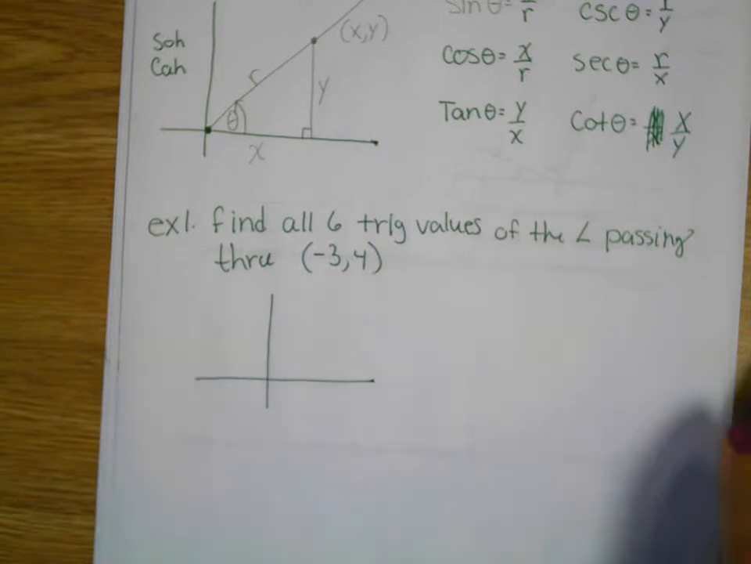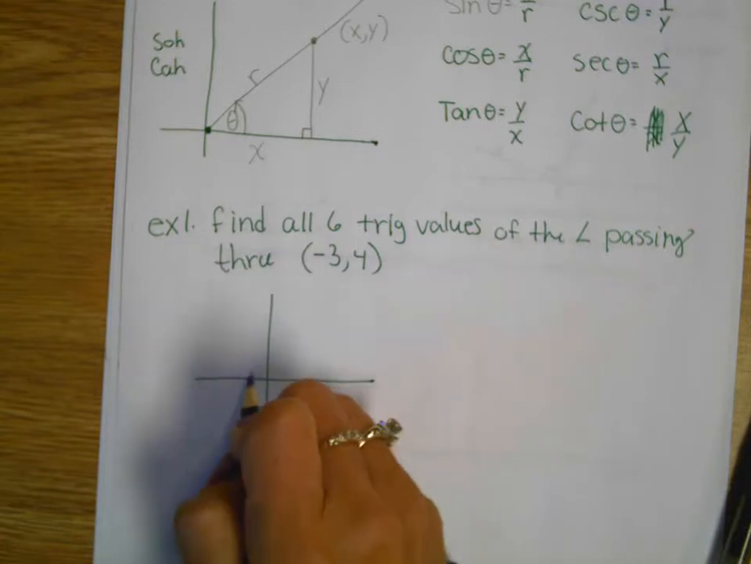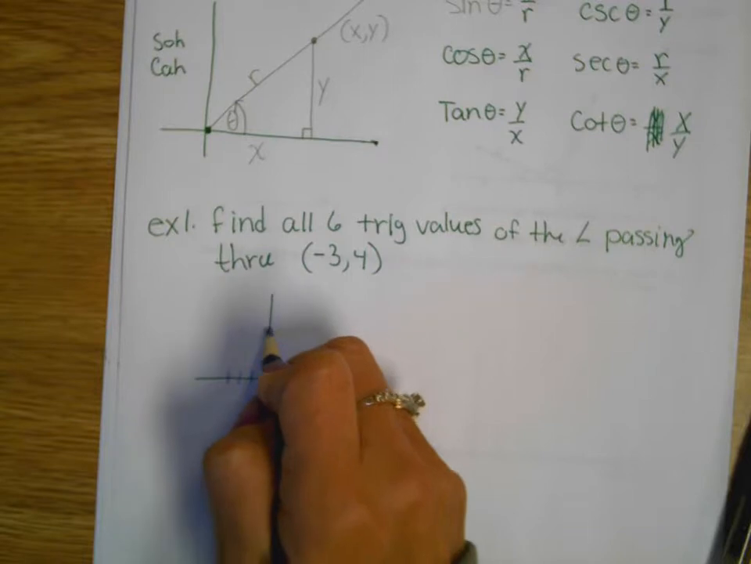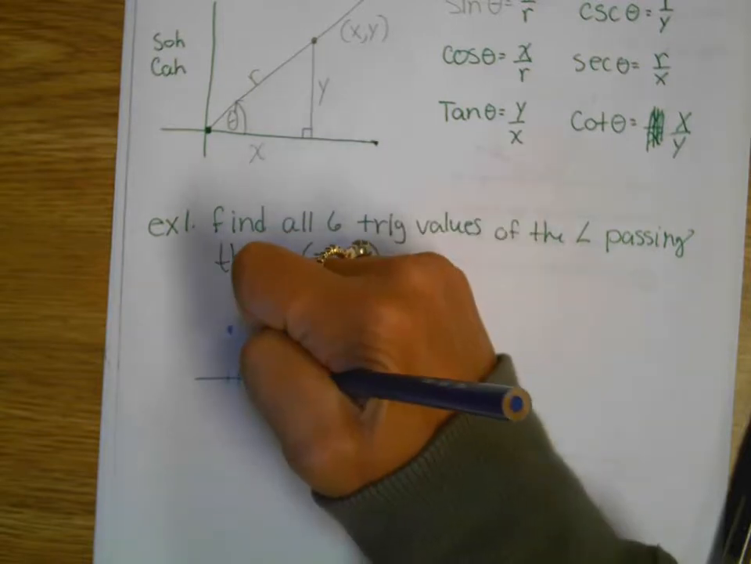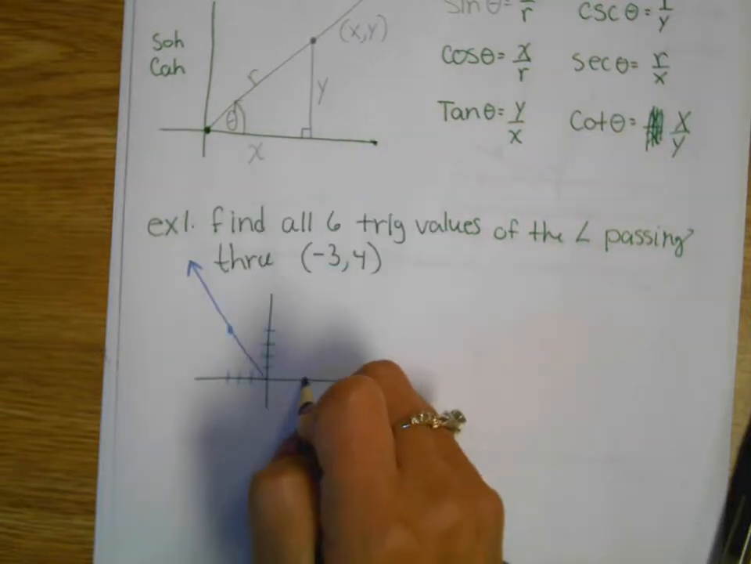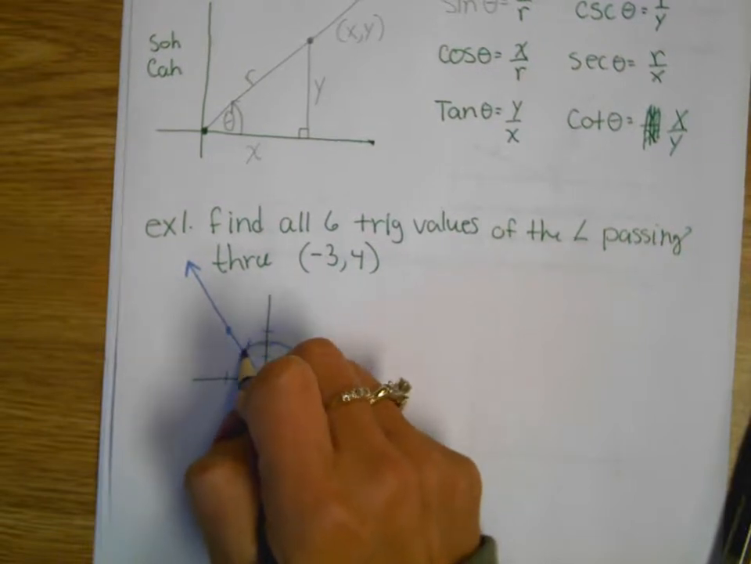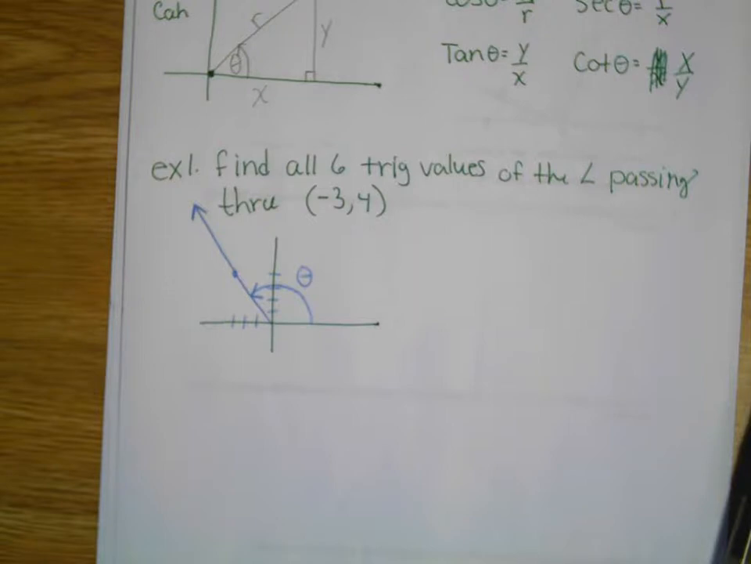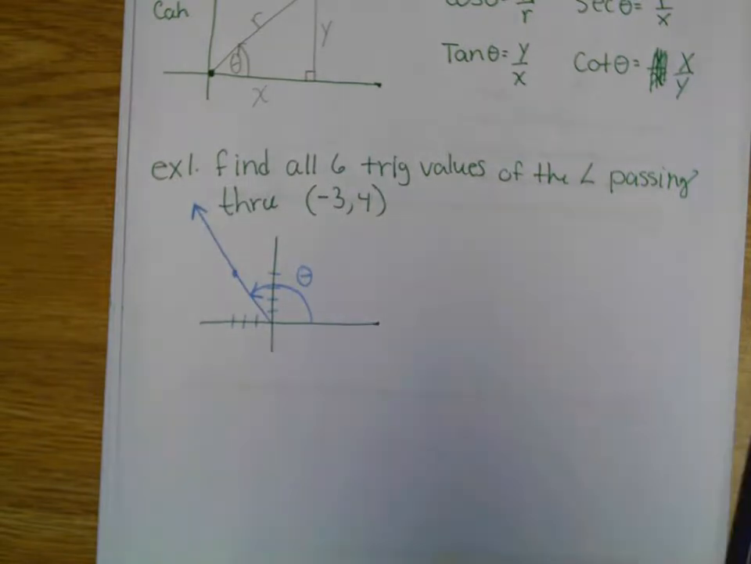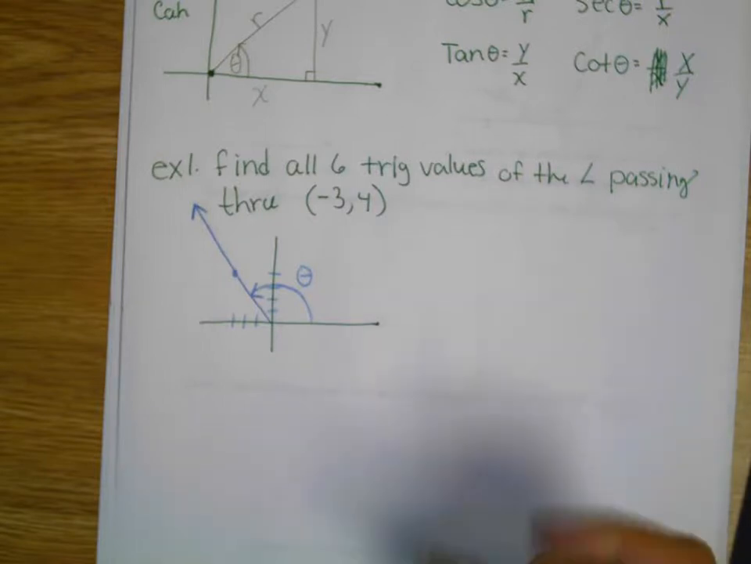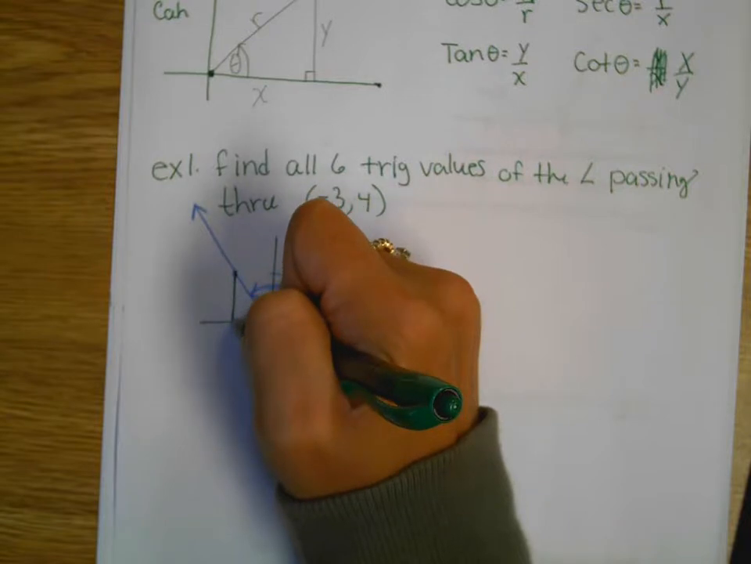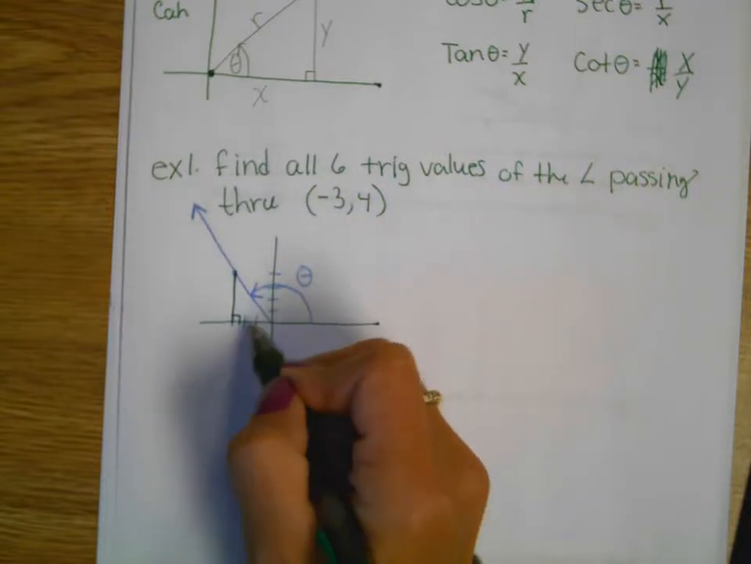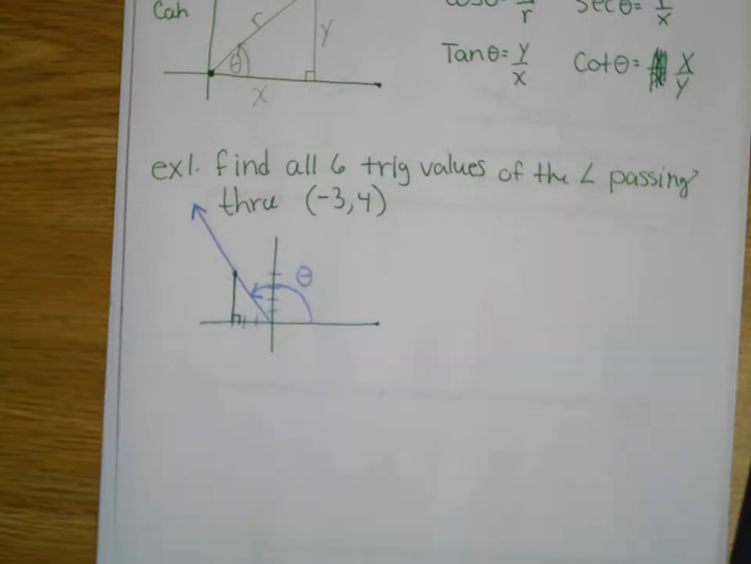So we got to plot the point -3, 4. 1, 2, 3. So our angle theta rotated always from the positive x-axis over to this ray that passes through that given point. Okay, in order to get the six trig values, you're going to make your right triangle. Always connect back to the x-axis. Even though the angle is outside of the triangle, this is the reference triangle that gives us all of the ratios for that angle. Okay?